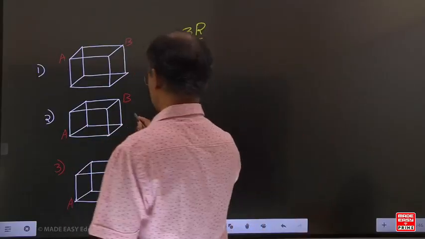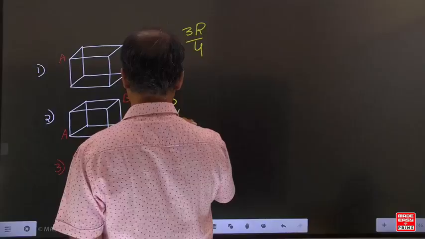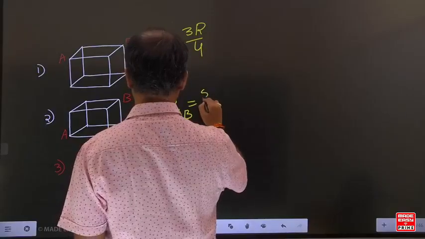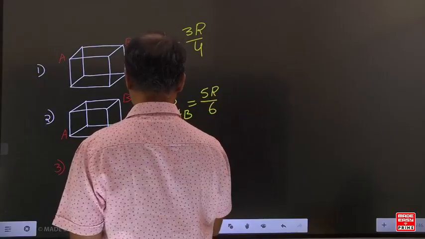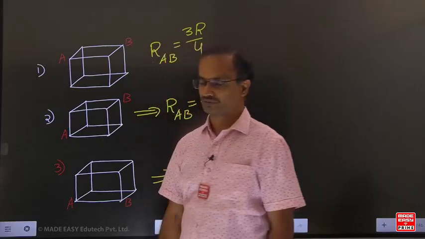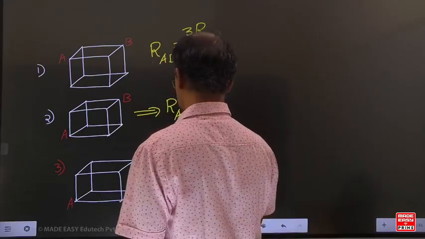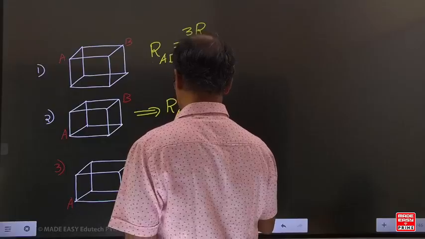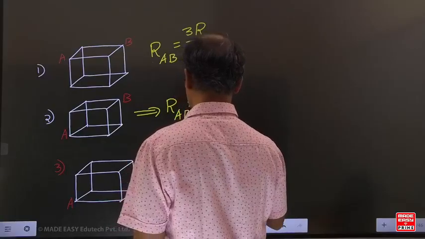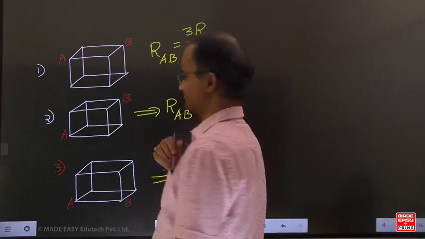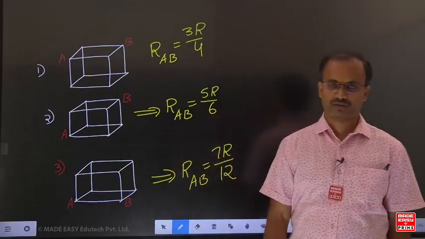Now, if AB points are present like this, equivalent resistance क्या इधर? We can write this as 5R by 6. Likewise, we can do one more derivation. Directly I am writing here. If A and B points are given like this, now for this one, equivalent resistance is 7R by 12. 7R by 12. इधर एक स्टेटमेंट याद रख लो आप.